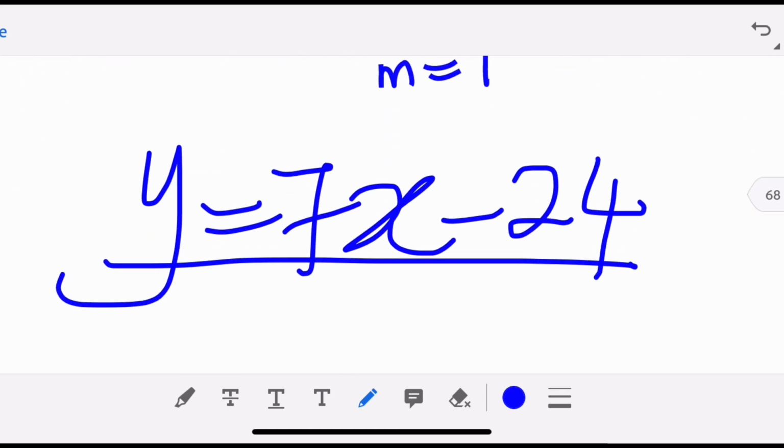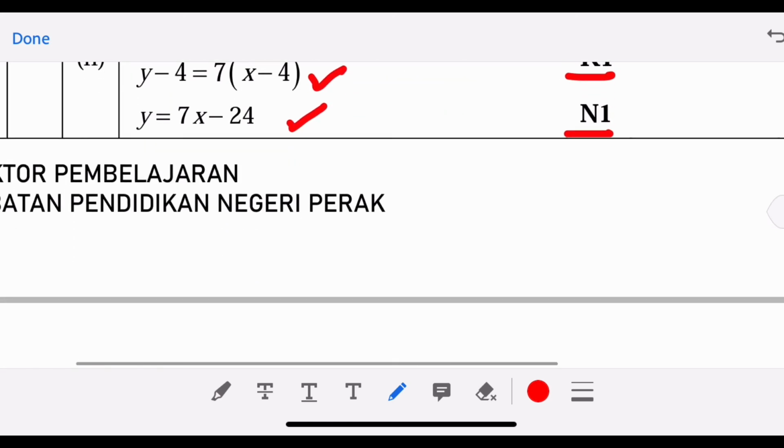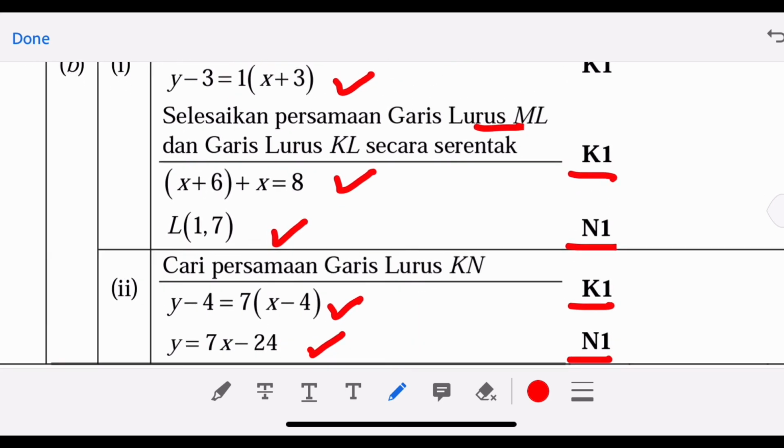That's all my sharing about finding the equation for KN. And then for another equation, you use y equal to mx plus c, or y minus y1 equal to m times x minus x1. And finally, this is your answer. Alright, so these are the marks allocated to you based on the working steps.